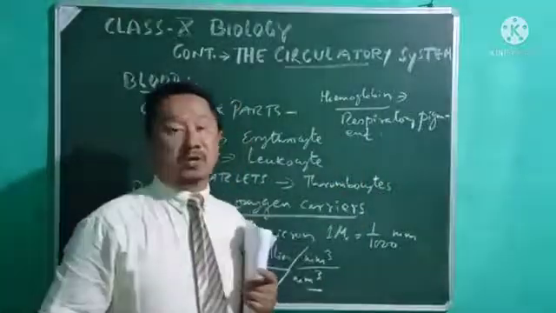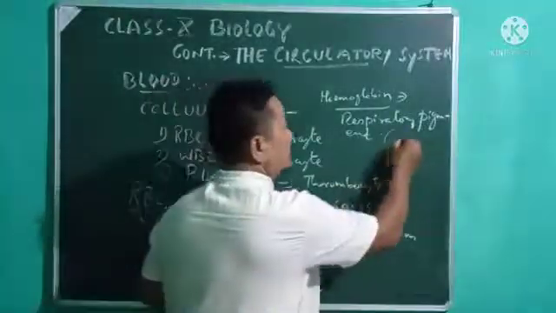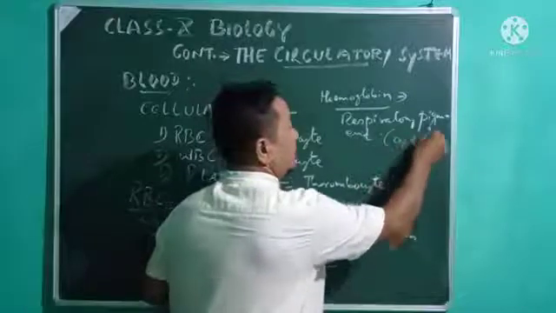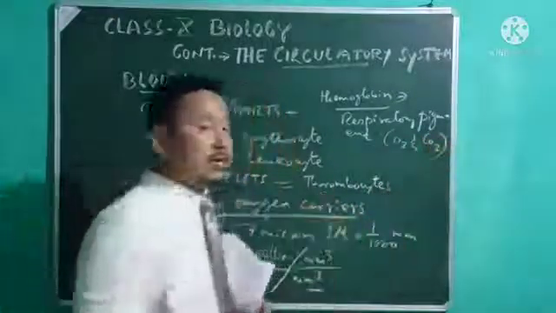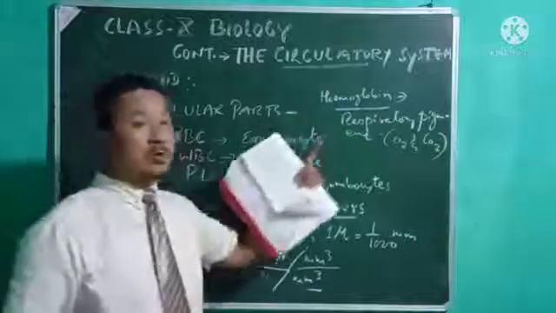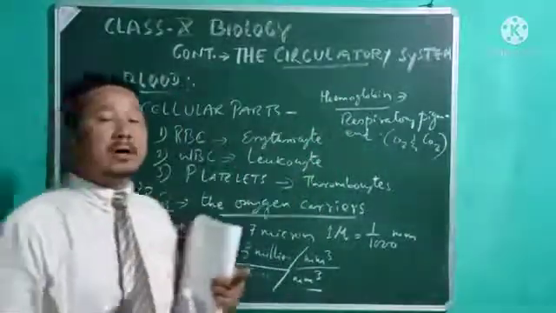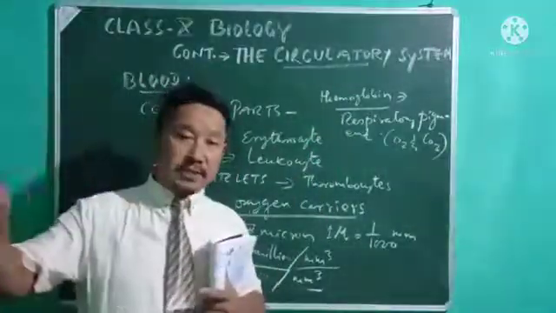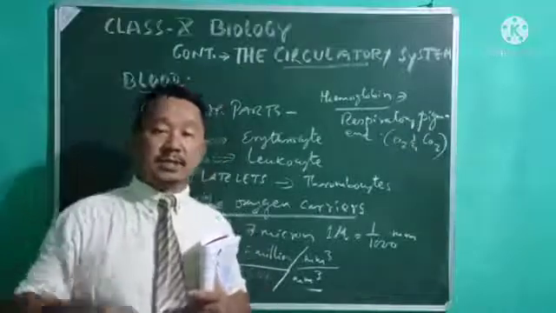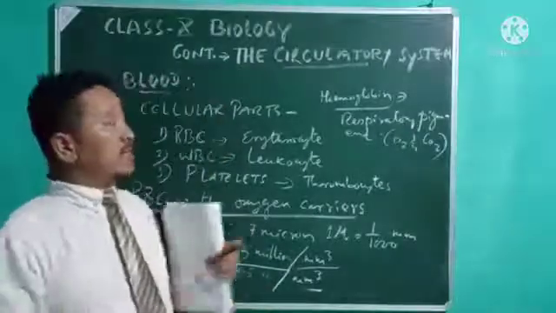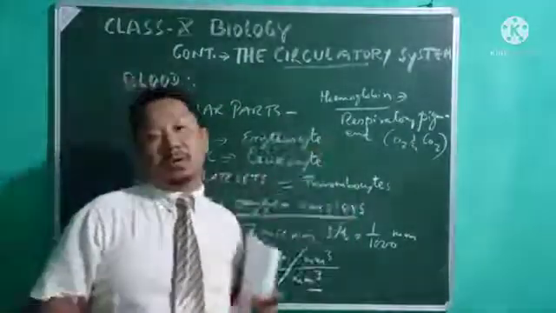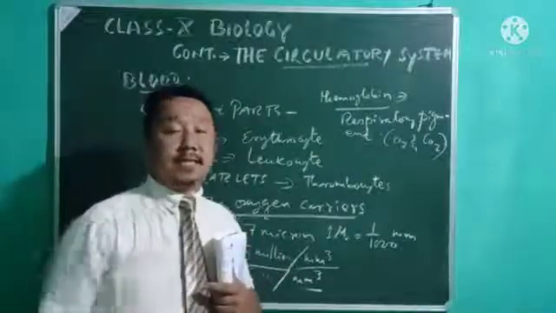What are the respiratory gases here? They are oxygen and carbon dioxide. So actually this hemoglobin is the one which carries oxygen from the lungs to the cells, and from the cells after respiration, carbon dioxide will be carried by the hemoglobin back to the lungs. So this is how it is sent out.